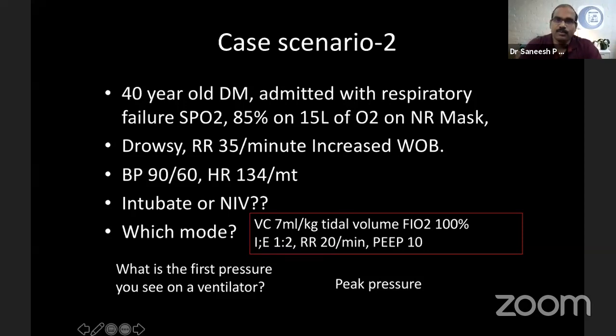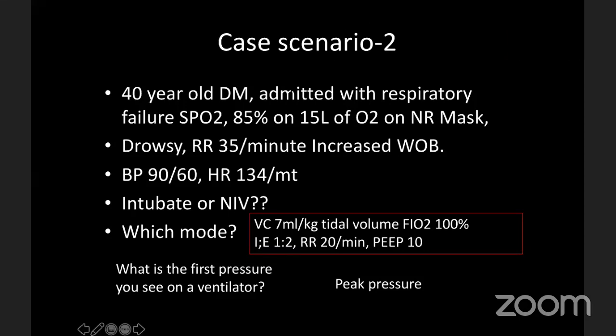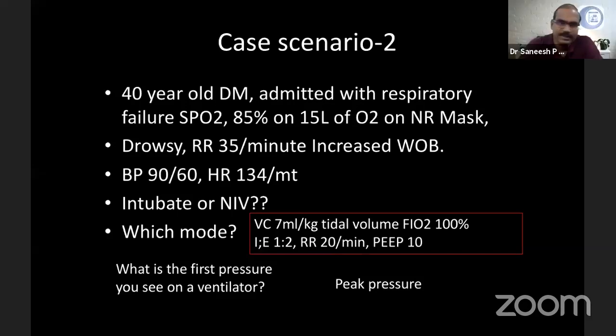So what mode would you choose? We'll go with volume control mode with 7 mL per kg body weight tidal volume, with FiO2 of 100%, I:E ratio of 1:2, respiratory rate of 20 and PEEP of 6. Okay, 6 is fine. Then we can upgrade it depending on the hemodynamics and all.